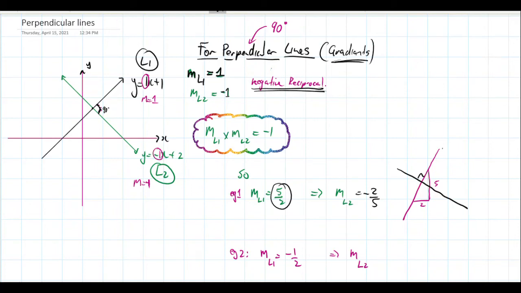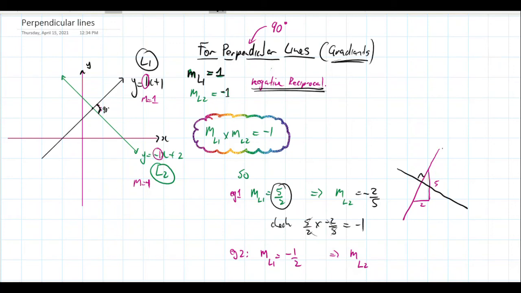Now I can check this, because as I've highlighted here, the two gradients, when we multiply them together, should give us a product of minus 1. So 5 over 2 times minus 2 over 5 does in fact give us minus 1. Let's look at this second example.